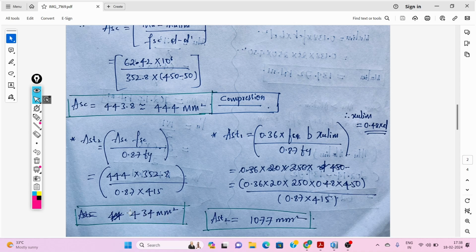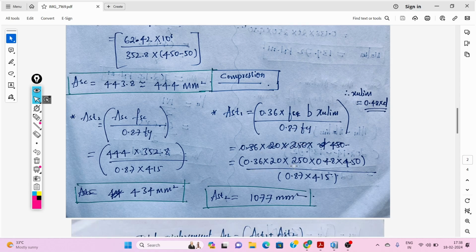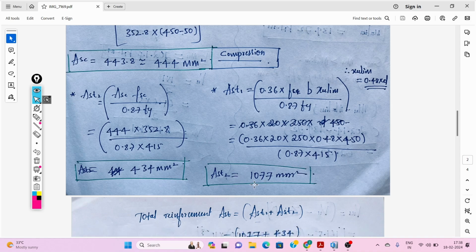434 mm square. One more Ast we need to calculate, Ast1, that is we have a formula 0.36 into fck b xu limit divided by 0.87 fy. Okay, here xu limit is 0.48 into d, d is the effective depth. Okay, so 0.36 into 20 into 250 into 0.48 into 450 divided by 0.87 into 415. You will get this Ast1 as 1077 mm square.